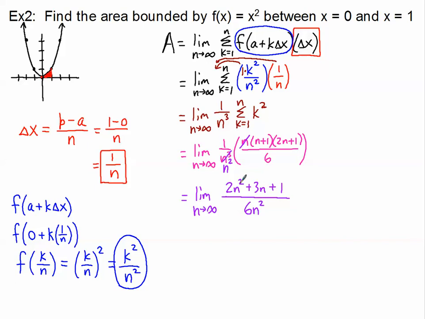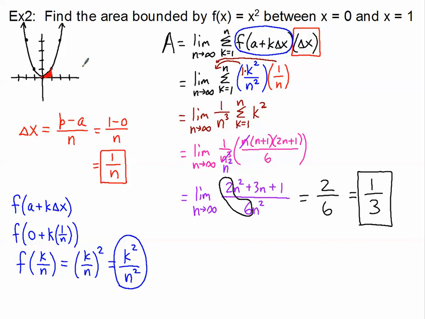And as you can see, this fraction has the same degree in the numerator as it does in the denominator. And in that case, we take the leading coefficient. So this limit is equal to 2/6, which of course reduces to 1/3. And that is our final answer for our area. The area underneath this curve right here is 1/3.